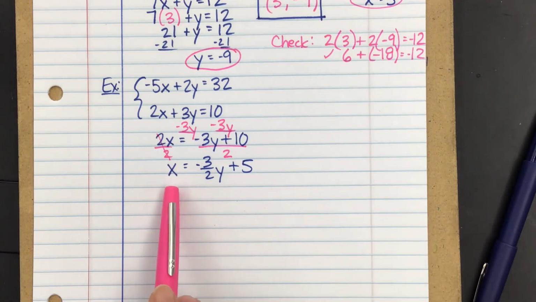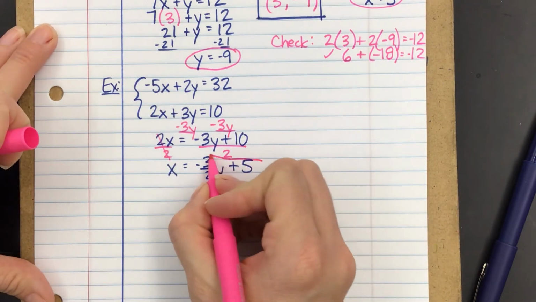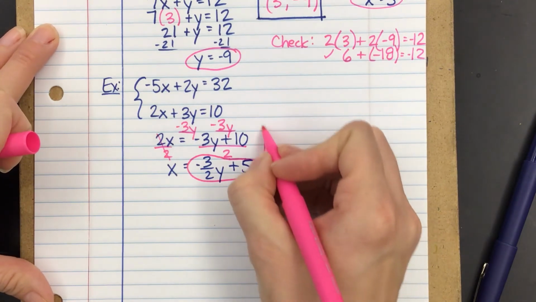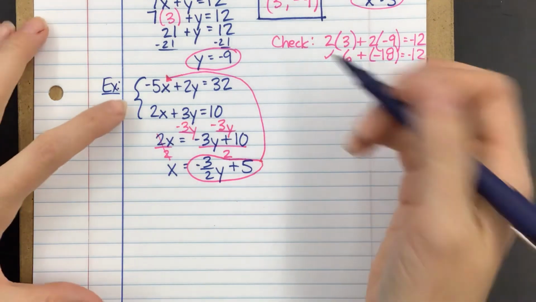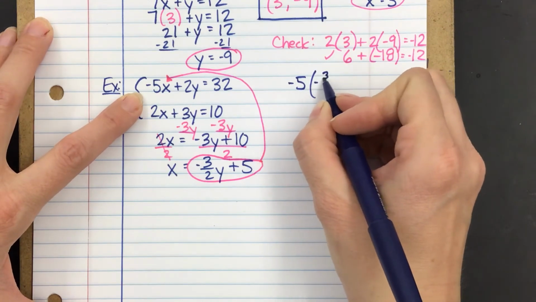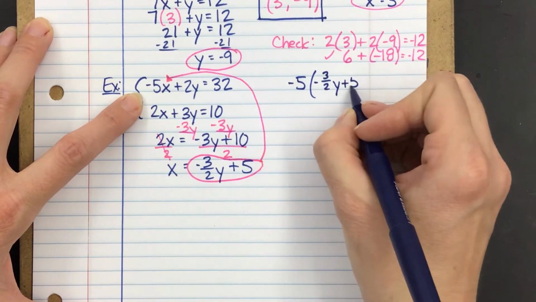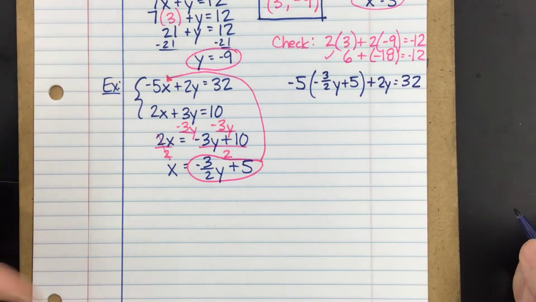Now that I have a variable solved for, I'm going to take this whole thing and plug it in for x here. So this is what x is equal to. You're going to take it and plug it in for x right here. So this will be -5 times the whole thing, -3/2 y plus 5, plus 2y is equal to 32.